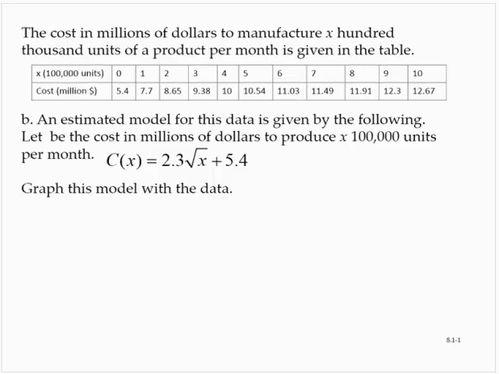Now we're told that an estimated model for this data is given by the following. Let C of X be the cost in millions of dollars to produce X 100,000 units per month. We're told C of X is 2.3 times the square root of X plus 5.4. Let's graph the model with the data.